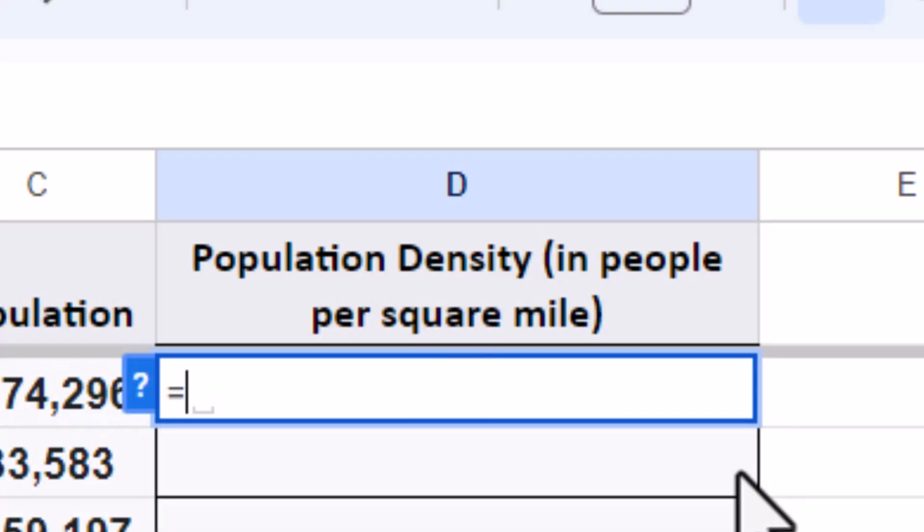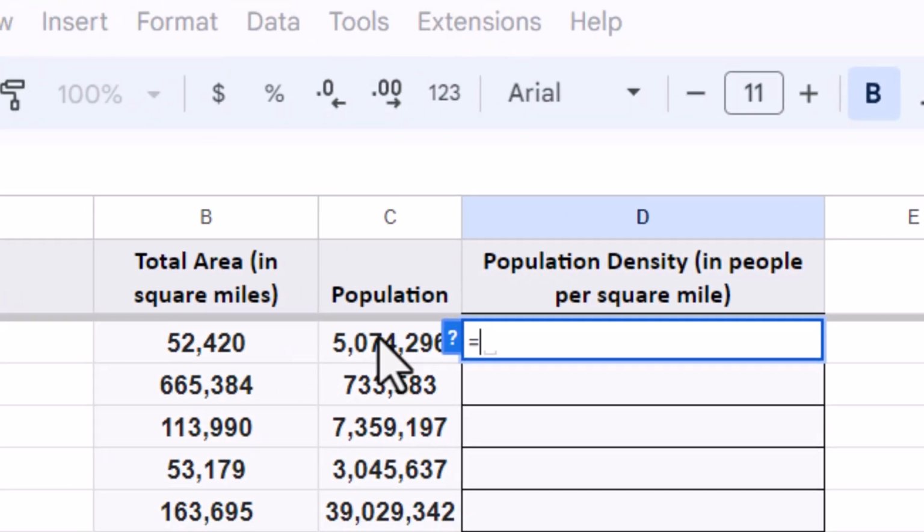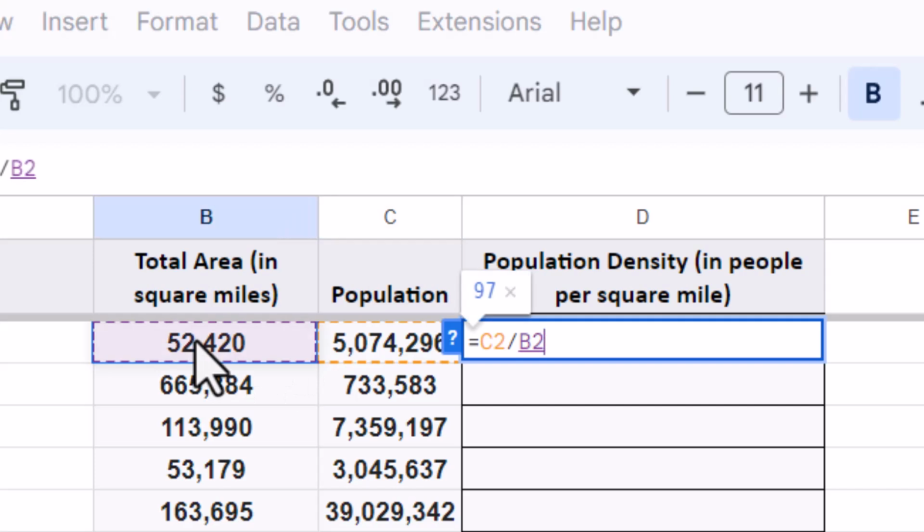And what you're then going to do is put in the math you want Sheets to do. Now, in this case, I want Sheets to take the people for Alabama and divide it by the area, which is square miles for Alabama. And I'm going to press enter.